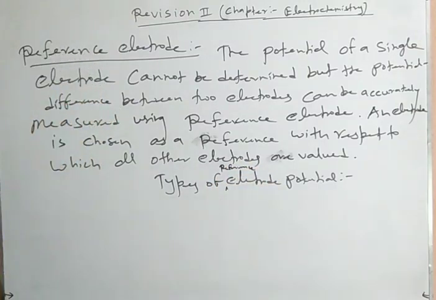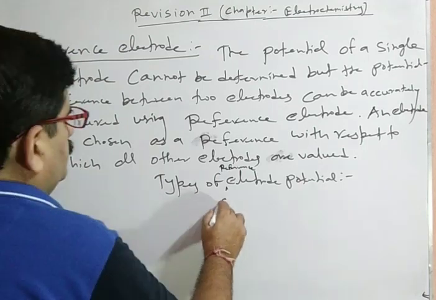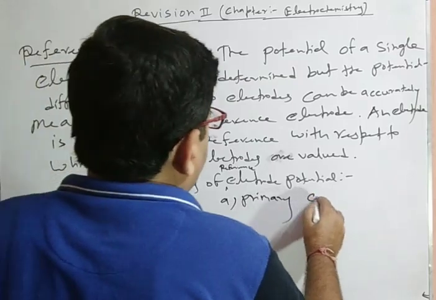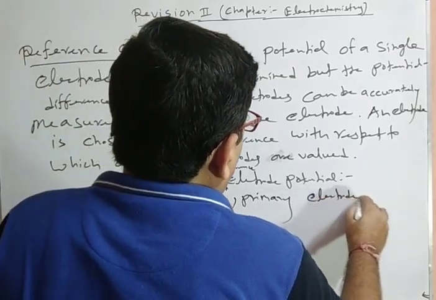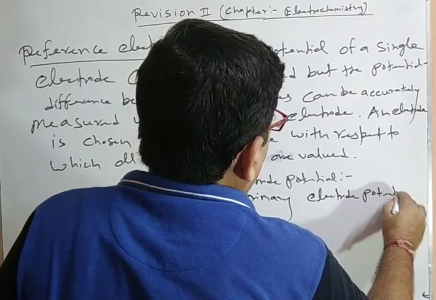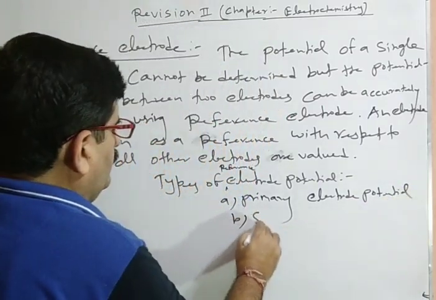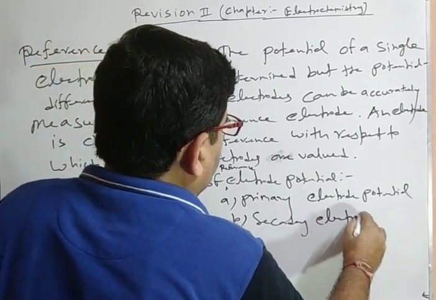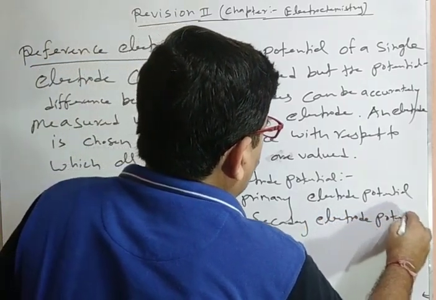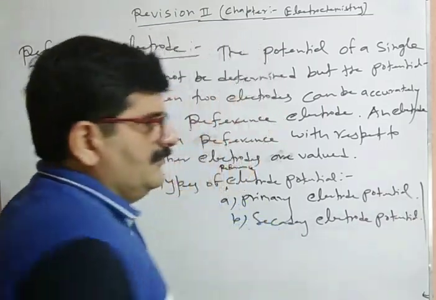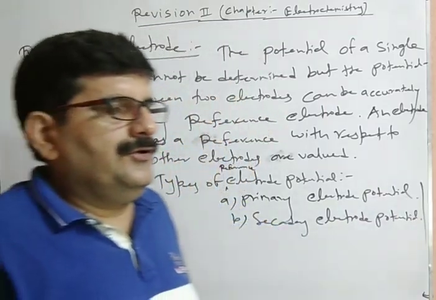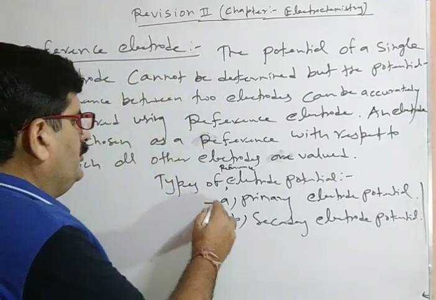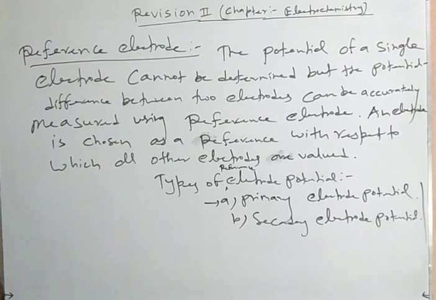Reference electrode potential. The first one, primary electrode potential, and the second one, secondary electrode potential. A standard hydrogen electrode potential is said to be a primary electrode potential.